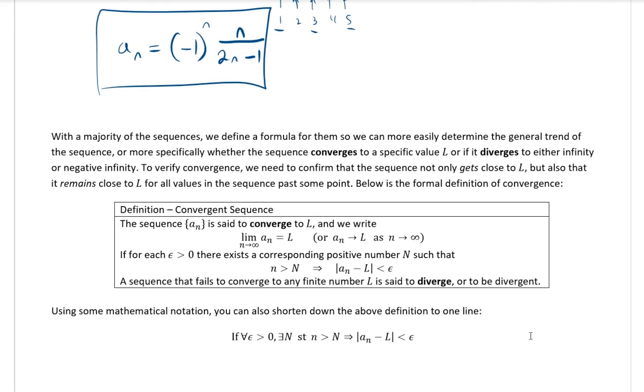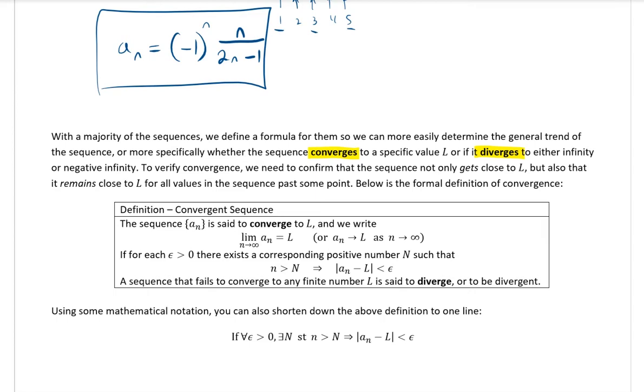What we're going to do with a lot of these sequences is try to confirm if they are either going to be converging or diverging. Determining whether they're converging or diverging can be very useful for us, particularly in the application of series to come. Sequences themselves aren't as useful, but the series of them, so when we add a lot of the values in a sequence together, then that becomes more interesting.